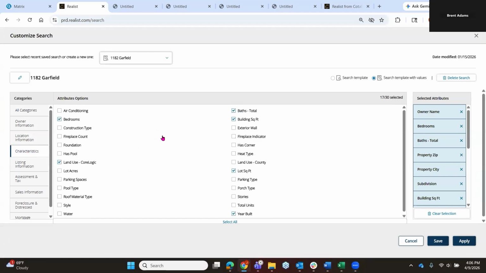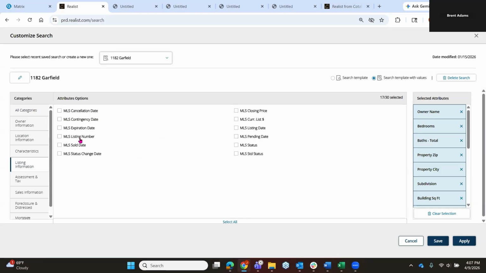You can look for properties that only have certain types of physical characteristics, whether they've been built recently, or they've got a certain number of bedrooms or bathrooms, or if they're properties of a certain type, if you're someone who likes to work with condos or single-family residential homes. These are all ways to search for properties too. You can look for properties based on some of the listing information that we bring in from Matrix and also display and make searchable here in Realist.